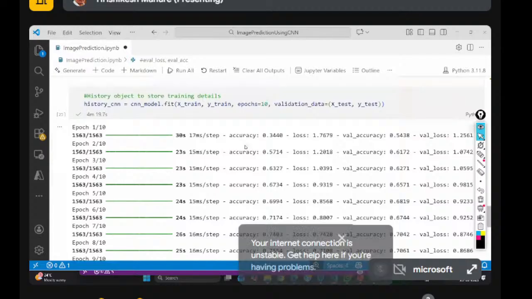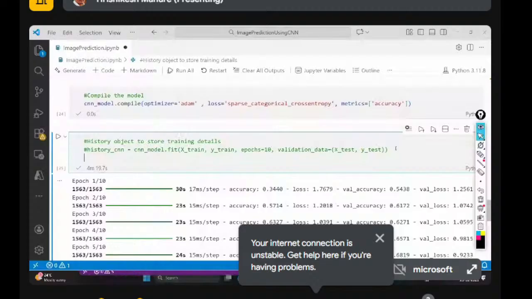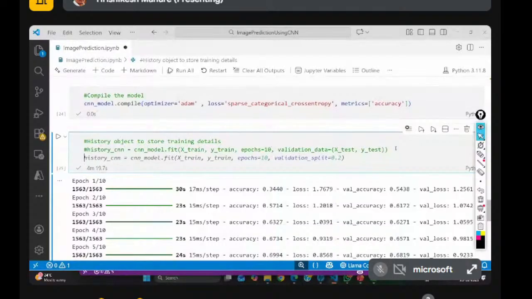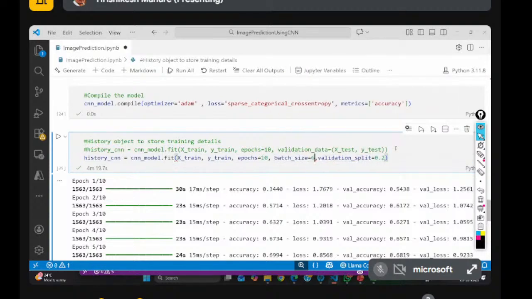We can do, just try to understand, just make this one a comment with a hash, and now try to add the batches. What I'm writing here is splitting the validation, x train, y train, and now I add the batch size also, and the batch size I'm adding is 64. Why 64? The image is 32 by 32. I'm splitting this into 80 and 20 percent. Now we can see the evaluation for this, the x and y.